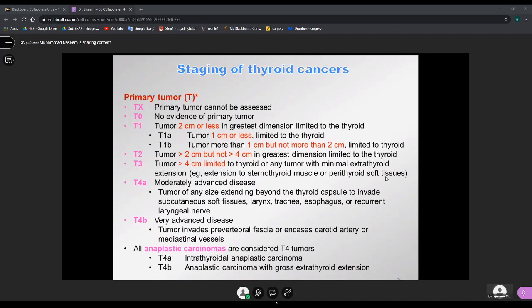All anaplastic carcinomas are considered T4 from the very start. T4a is intrathyroidal anaplastic carcinoma, whereas T4b is anaplastic carcinoma with gross extrathyroidal extension.